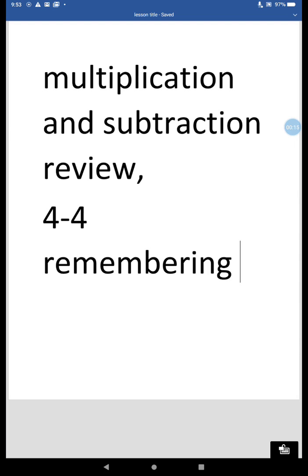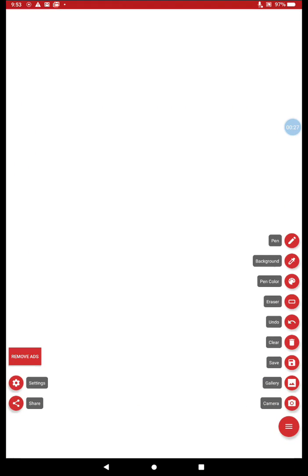Today we're going to be looking at multiplication and subtraction review. All right, so you notice the first three problems on your worksheet are all about subtracting decimals. That's something we learned earlier this year. So let's jump into it.